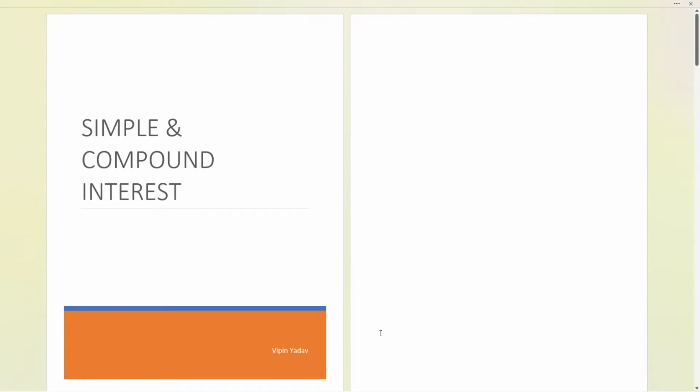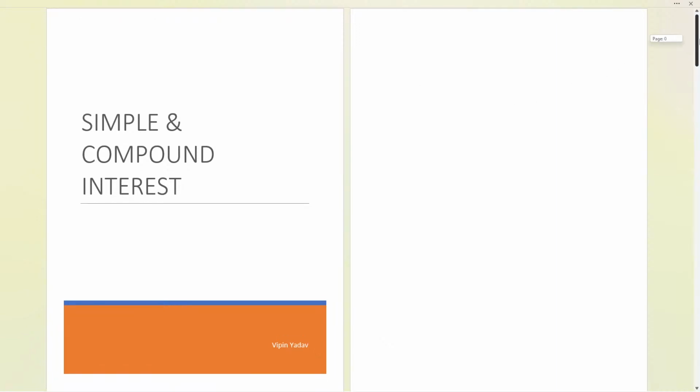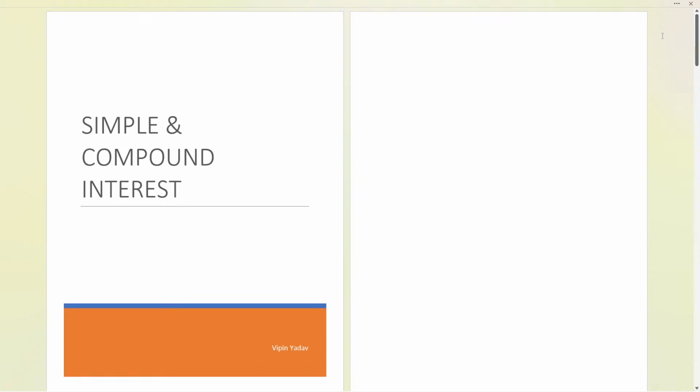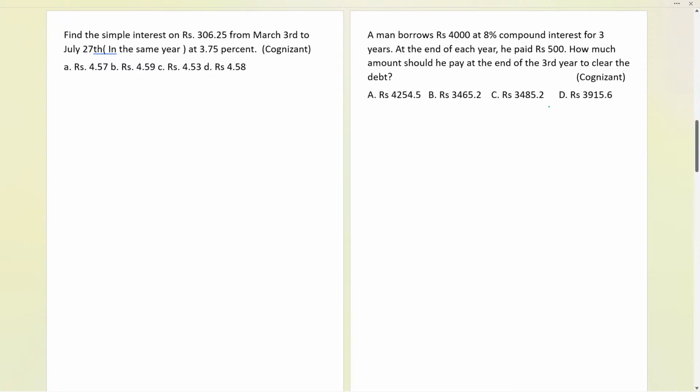Simple and compound interest is the topic. Today we start with the first question. We'll be practicing questions based on simple and compound interest from different companies. Find the simple interest on 306.25 and tell me the answer to this question. One minute to go.